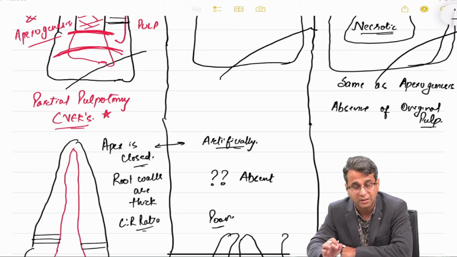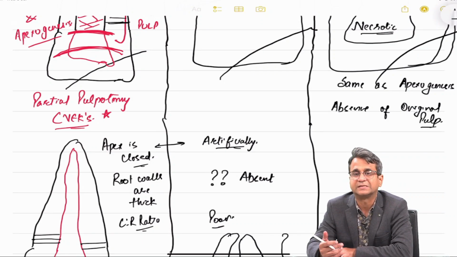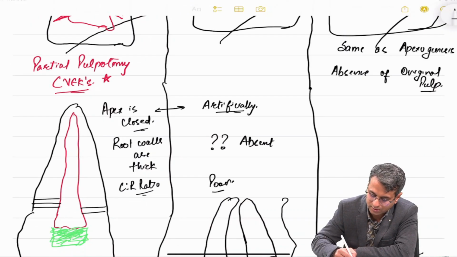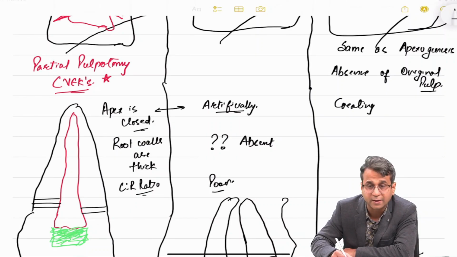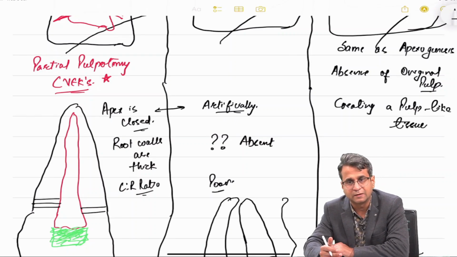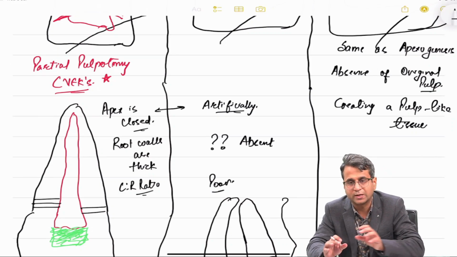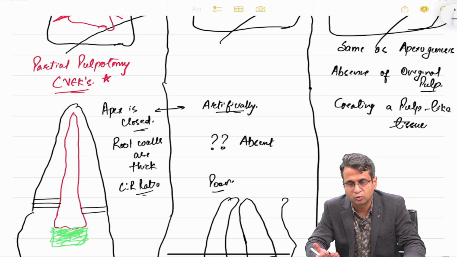This will happen in the absence of original pulp, because the original pulp is dead, necrosed. So what we are doing in revascularization is that we are creating a pulp like tissue. We will discuss revascularization in detail in the traumatic injuries and avulsion chapter, but over here I am just comparing them. So we are creating a pulp like tissue.